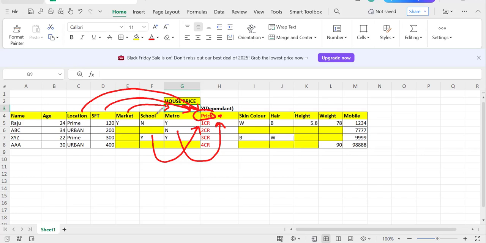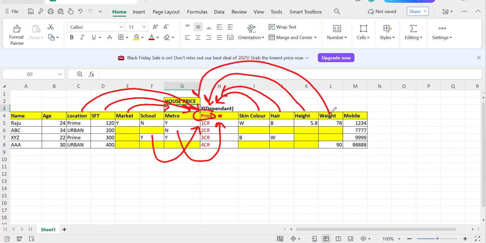So here price is the dependent variable, which depends on these particular columns, these particular attributes. But the skin color of the customer, will it affect y, the price? No. The hair color of the customer? No. The height of the customer? No. The weight of the customer, will it affect the house price? No. Mobile number, will it affect? No. So what are the relevant attributes here? Let me tell you.